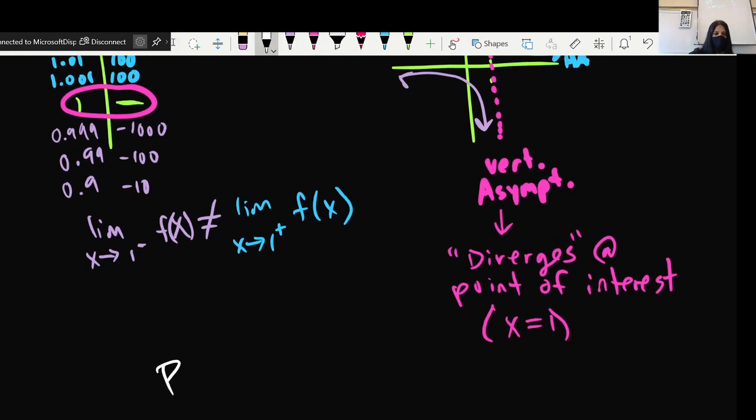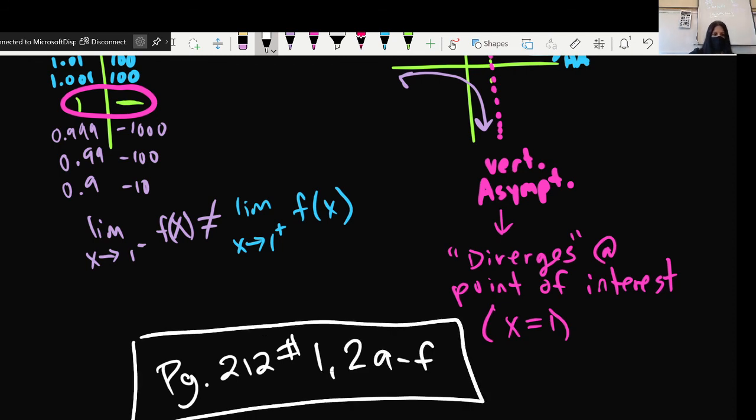Just to remind you, I had put this in the other lesson, but it's page 212, numbers 1 and 2A to F. That's your work.